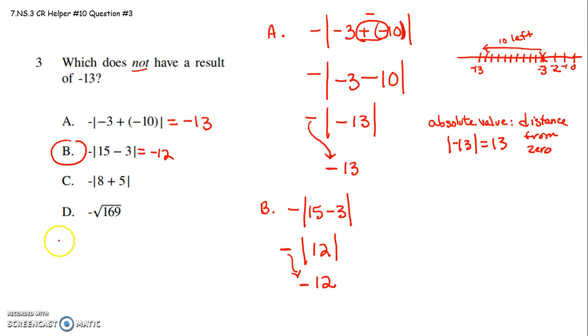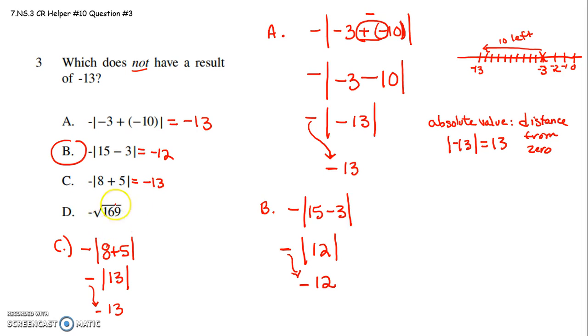But let's just, for fun, try letter C. Negative absolute value of 8 plus 5. So again, get a single value within. 8 plus 5 actually is 13. So this is the absolute value of 13 with a little negative out in front. What's the absolute value of 13? Absolute value of 13 is 13, because it's 13 units from 0. And I just got to carry along that little negative. So that one was a negative 13.